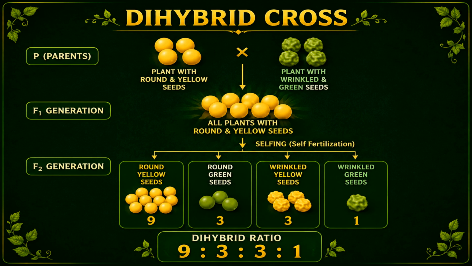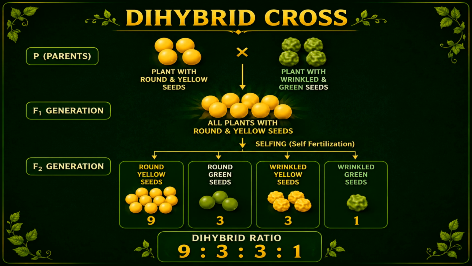Now let us carefully understand the diagram shown on the screen. At the top, we have the parent generation, also called the pea generation. Mendel selected 2 pure breeding pea plants that differed in 2 characters. One plant had round and yellow seeds, while the other plant had wrinkled and green seeds. These plants were crossed with each other.